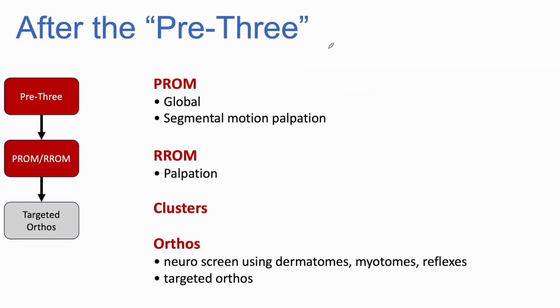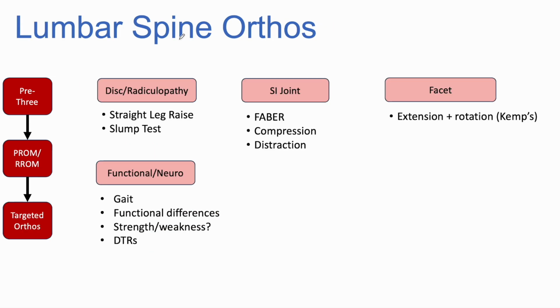Remember earlier when I mentioned a shortcut that helps distinguish mechanical back pain from nerve root involvement? Well, this is it. After the pre-3, we perform a neurologic screen. We check dermatomes, myotomes, and reflexes. If symptoms radiate down the leg, especially below the knee, that strongly suggests nerve root irritation. This diagnostic fork dramatically narrows the differential list.